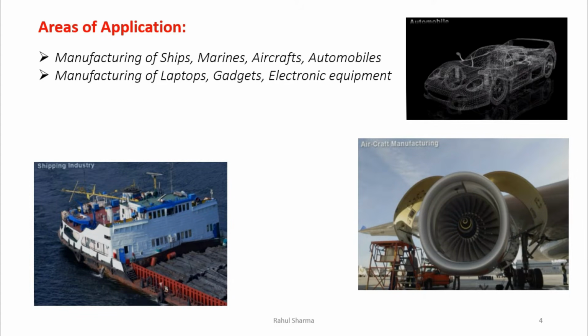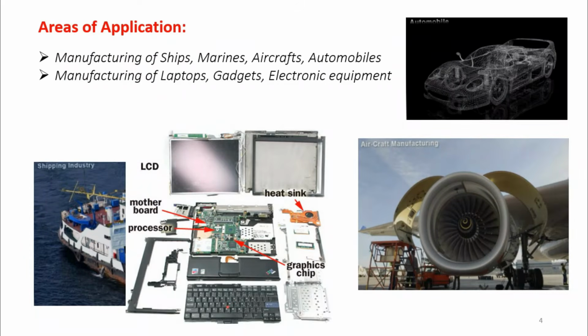Similarly, the manufacturing of laptops, gadgets and electronic components. For example, a laptop we have to generate, or we have to modify the existing laptop. Now we know that electronic components have very small chips, and the cost of that chip varies a lot. With a small error in size, we may have to pay a lot of money. So in the electronic division also, we have to apply the development process.